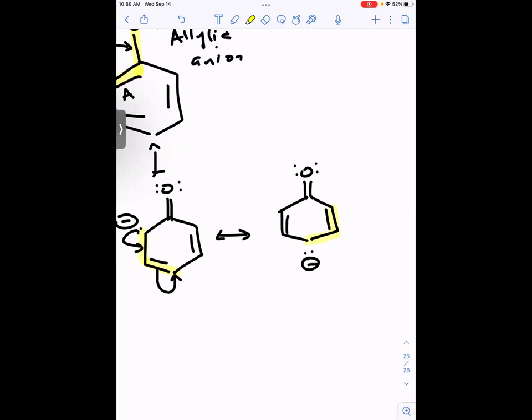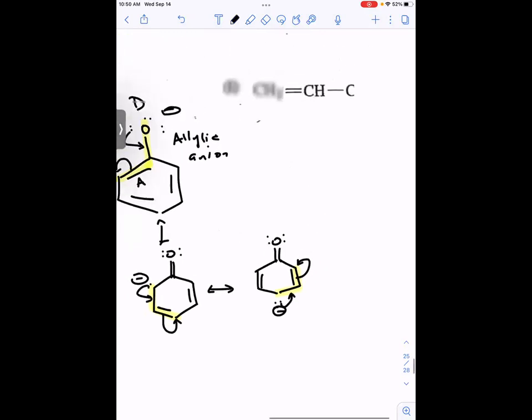So what does that mean? It means we can do it again, right? We can take the pair of electrons and push them here to make that a pi bond, and then take this and put them on that carbon right there.